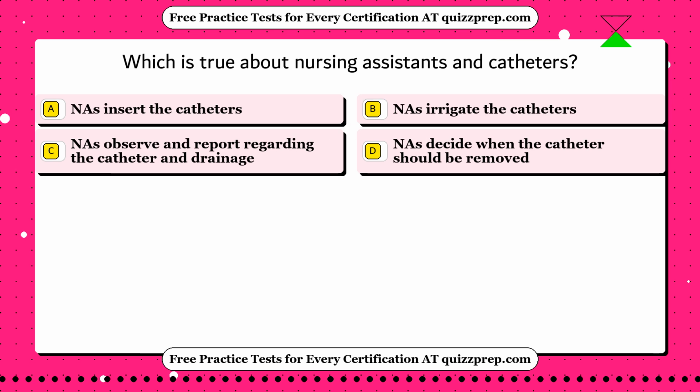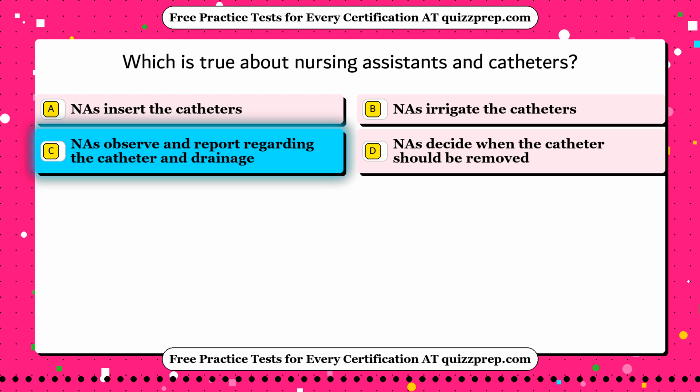Question 75. Which is true about nursing assistants and catheters? Option A, NAs insert the catheters. Option B, NAs irrigate the catheters. Option C, NAs observe and report regarding the catheter and drainage. Option D, NAs decide when the catheter should be removed.